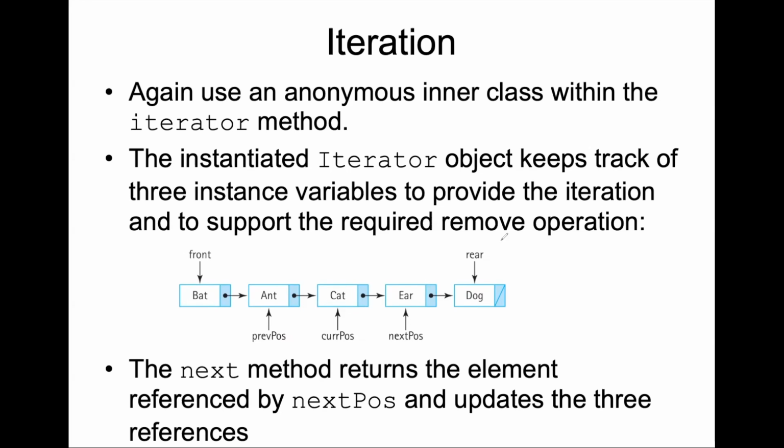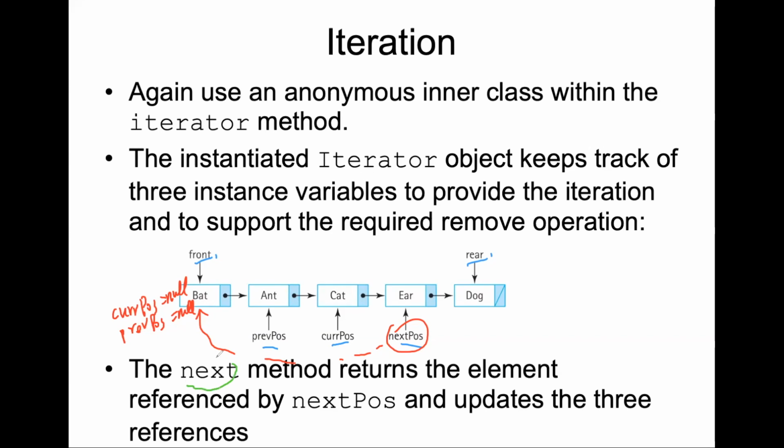This is a pictorial representation of your entire iteration mechanism. Recall, in addition to the front and rear pointers, with the iteration, we are also creating 3 more. And they are previous position, current position, and the next position, respectively. When your iterator object is created for the very first time, your next position is pointing to the very beginning of your list, which is the front. And both your current position and previous position are set to null. This is the initial condition.